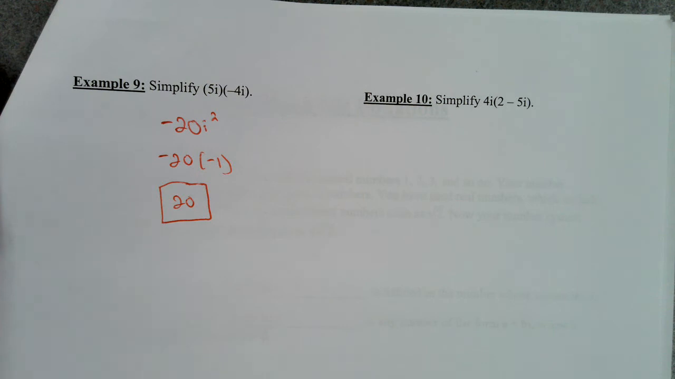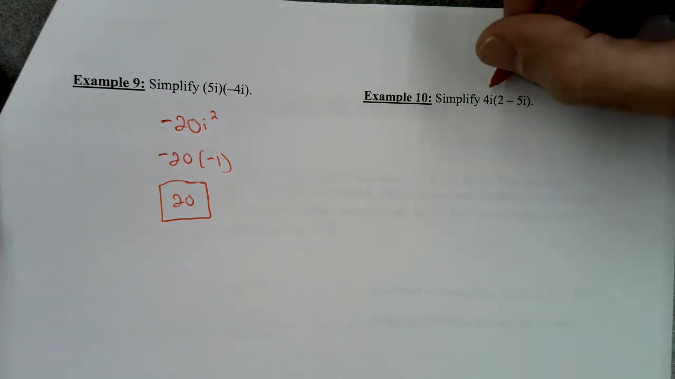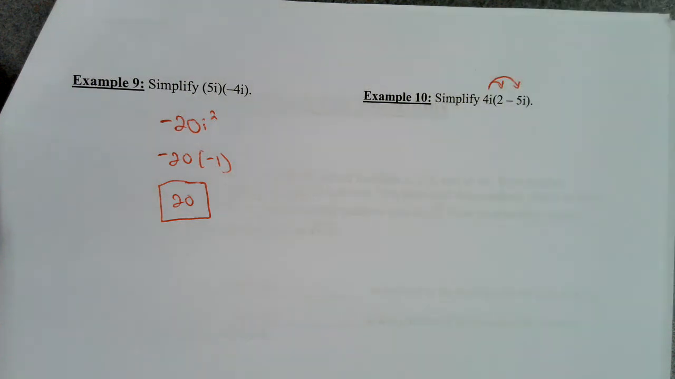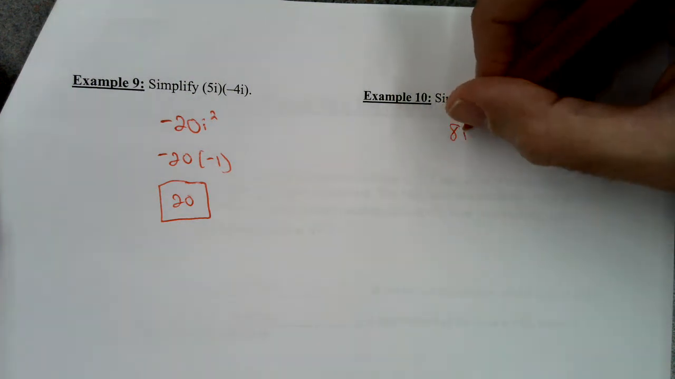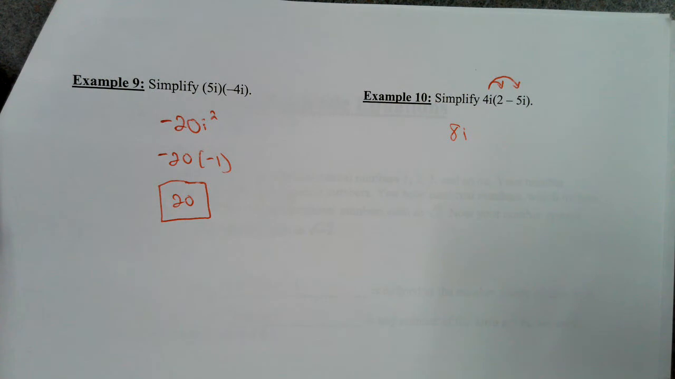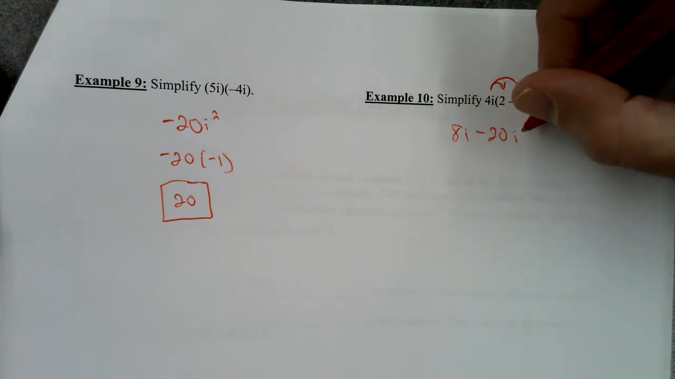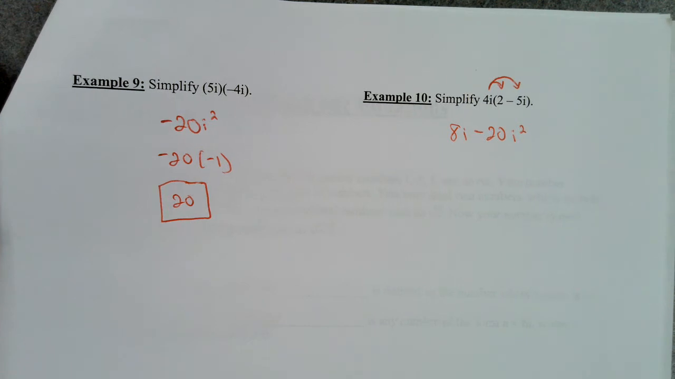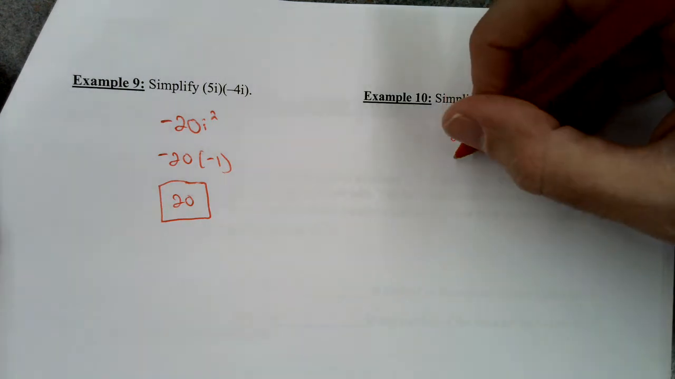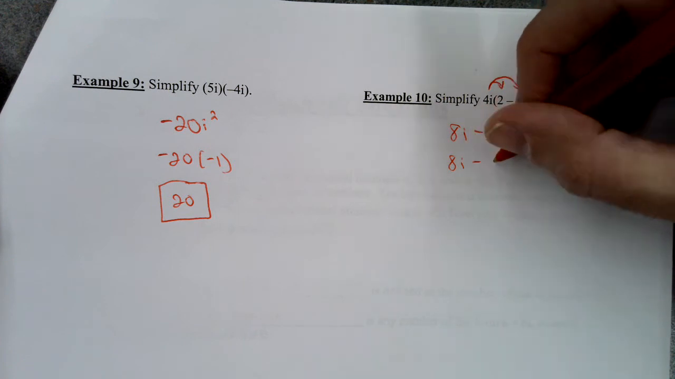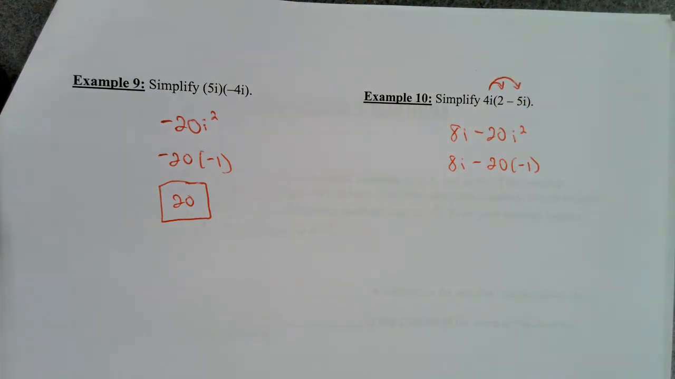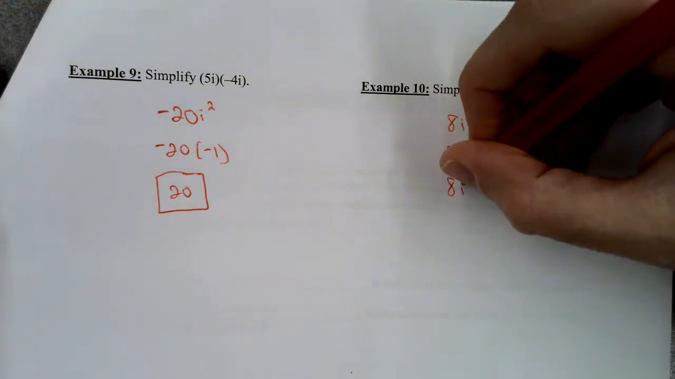Example 10, simplify 4i times 2 minus 5i. So distribute: 8i minus 20i squared. And remember, i squared is negative 1, so this is really 8i minus 20 times negative 1. Negative 20 times negative 1 is positive 20, so it's 8i plus 20.